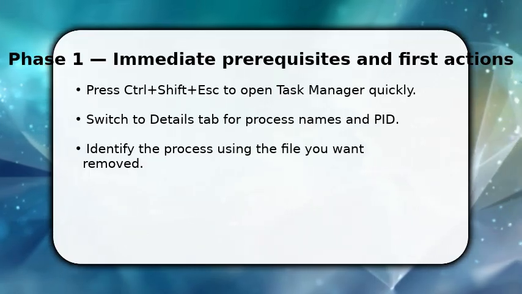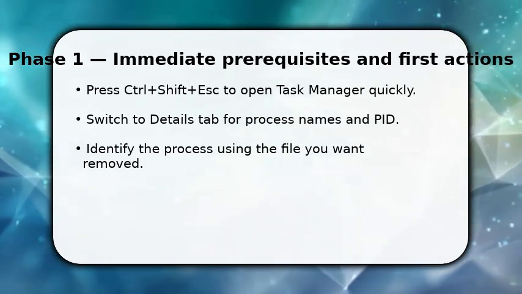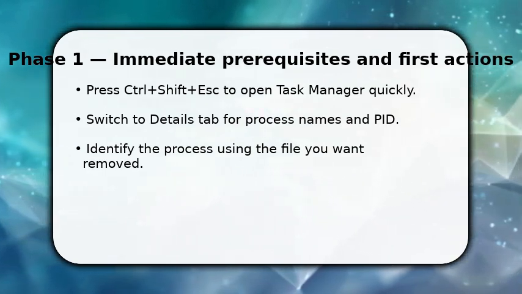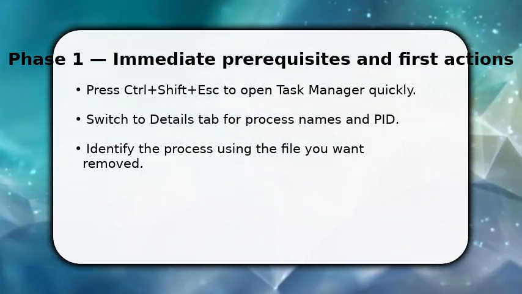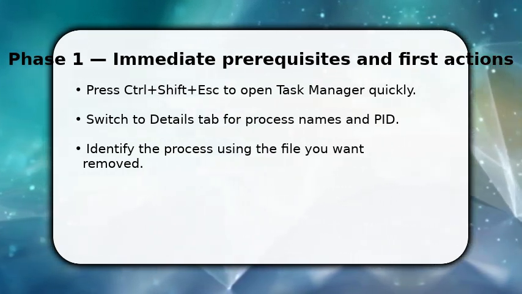You start by opening Task Manager with Control plus Shift plus ESC. Once visible, switch to the Details tab so you see exact process names and PID. Look for the process tied to the file you intend to remove. This is critical because a running process locks the file.